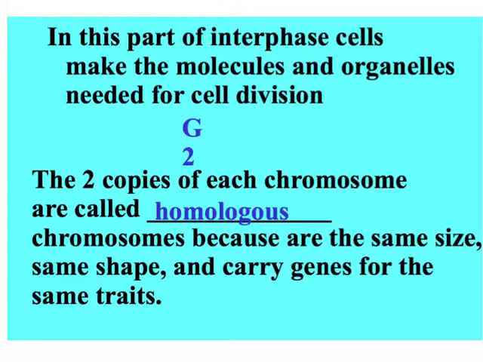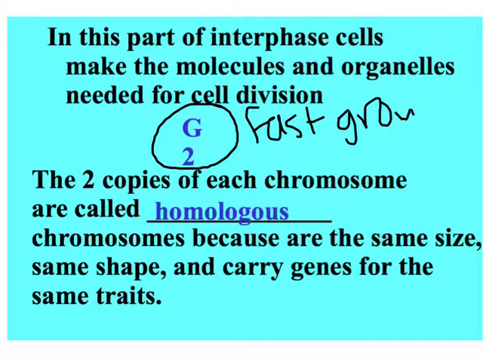Okay, in this part of interphase, cells make the molecules and organelles needed for cell division. This is G2. This is the last fast growth that the cell is going to go through, and it's going to make the enzymes it needs for mitosis.